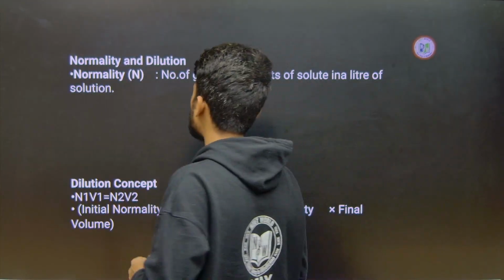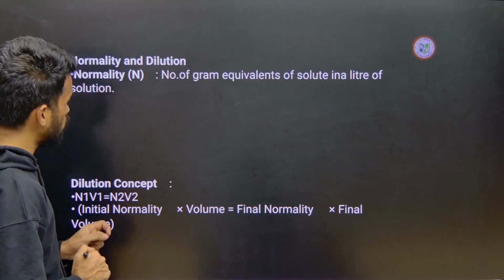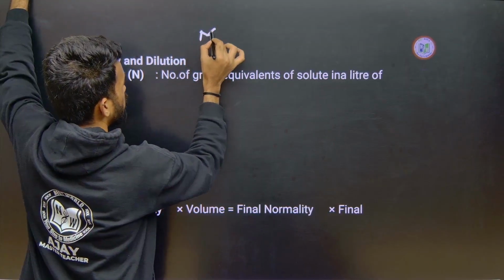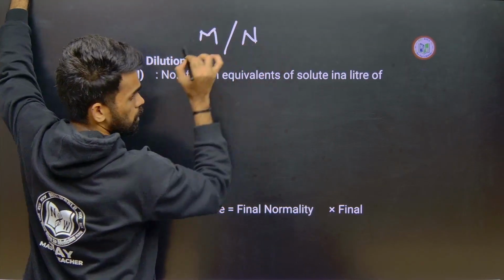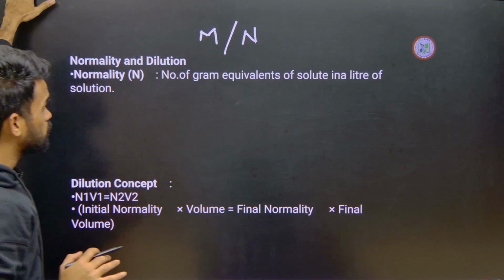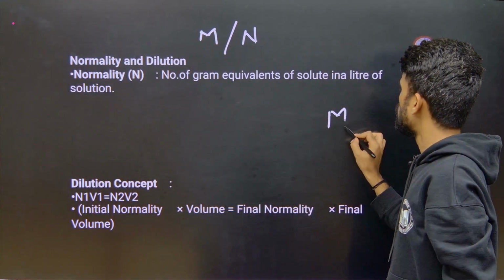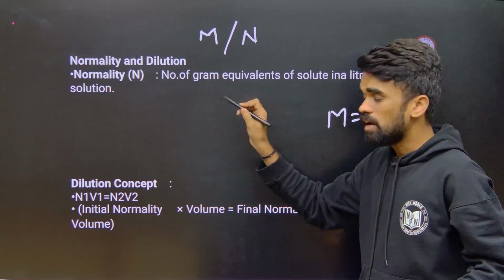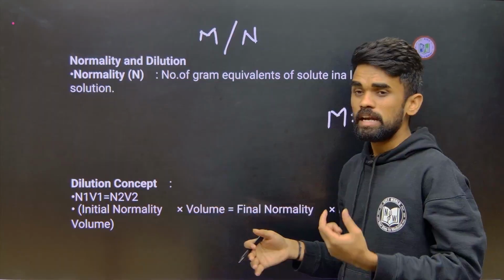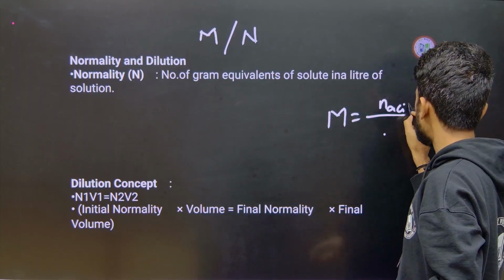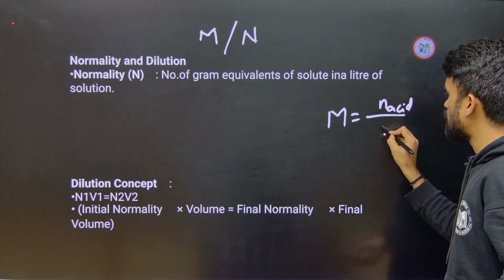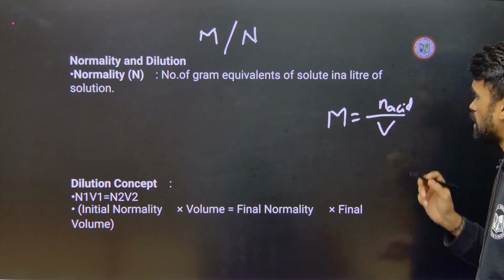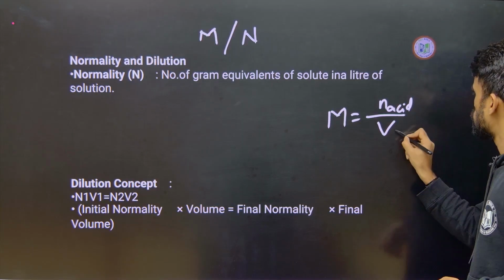Next, in order to express the concentration, we have different terms. Let us understand these two terms: one is molarity and the other is normality. Molarity means the number of moles of solute, in the case of an acid, the number of moles of acid present in 1 liter of solution. So in the denominator you need to take the volume, and that should be in liters.